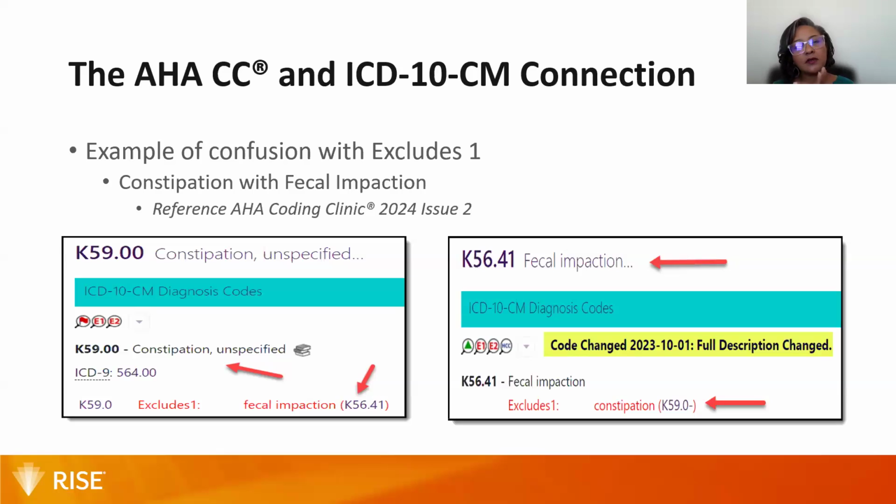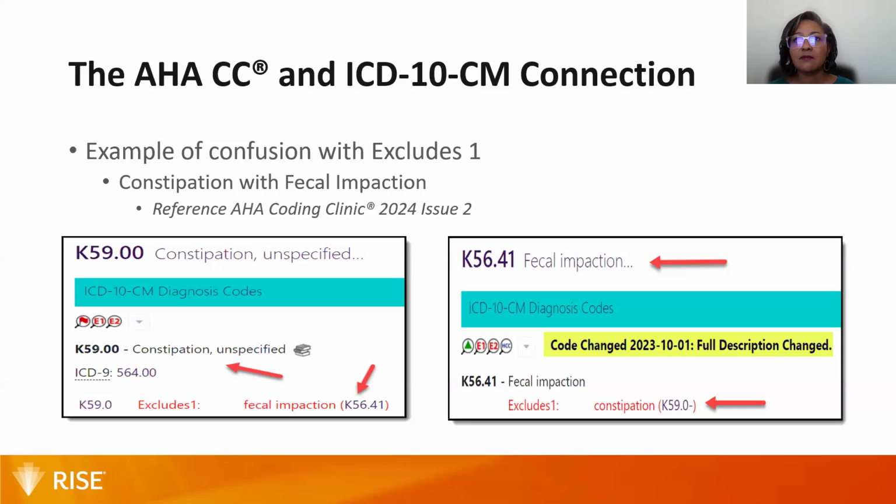So now we're going to look at a few examples here. The first, with the confusion of the Excludes1. Now, I mentioned a moment ago, I used the example of emphysema and COPD. We can tell it's pretty easy to read that. But let's talk about the Coding Clinic that was just published in issue 2, quarter 2, in reference to constipation and fecal impaction. Okay, so this is a new one, and this one is a little bit different. This is one of those tricky ones I was telling you about. If you look at K59.00, you'll notice there's an Excludes1 for K56.41. Okay, now if you look at K56.41, there's an Excludes1 for K59.00 for constipation. There's an Excludes1 on both terms. So what do you do? So this was the reason for the Coding Clinic.